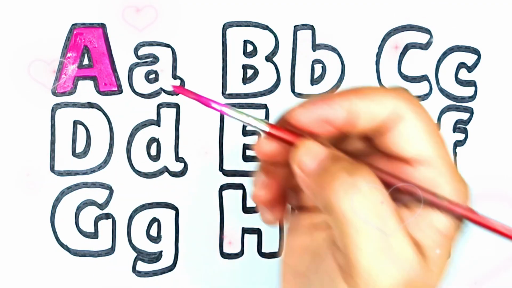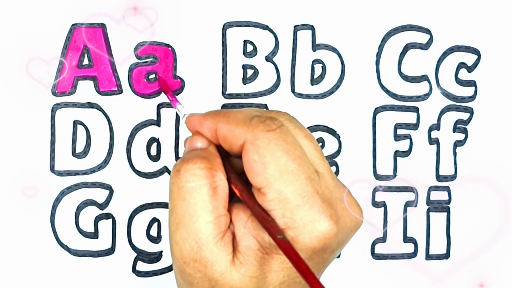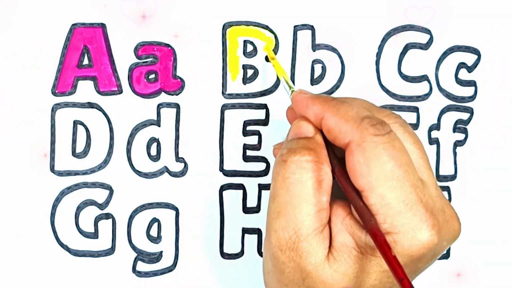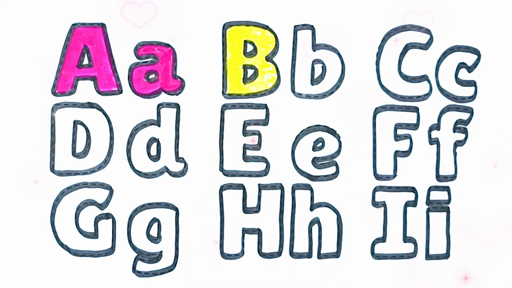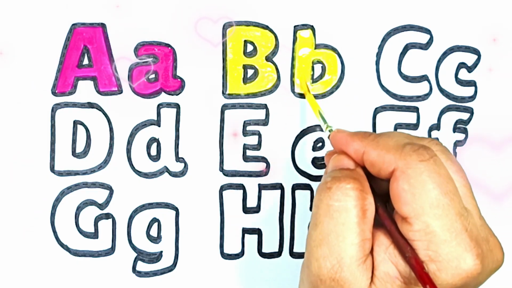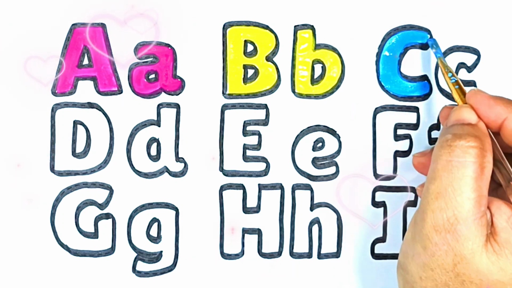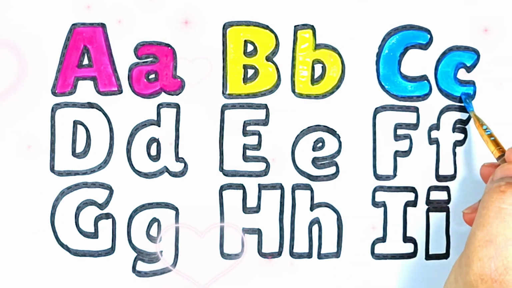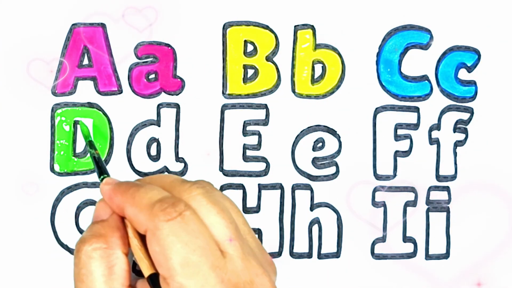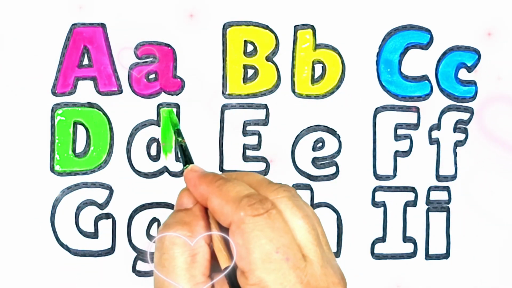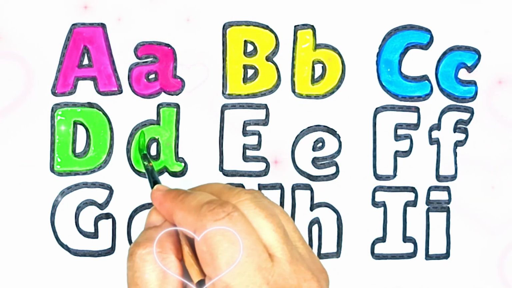A is for apple. A is for ant. B is for ball. B is for bat. C is for car. C is for carrot. D is for duck. D is for door.